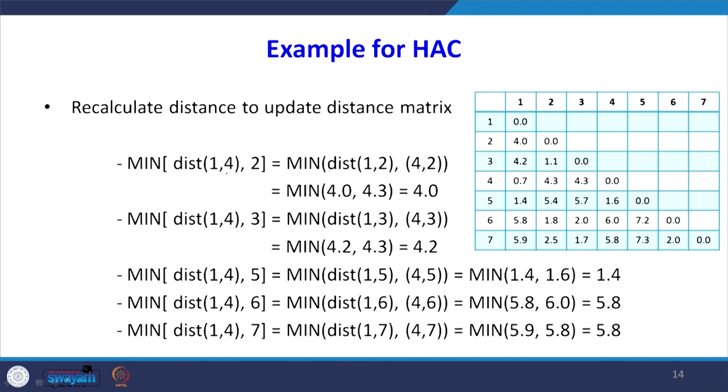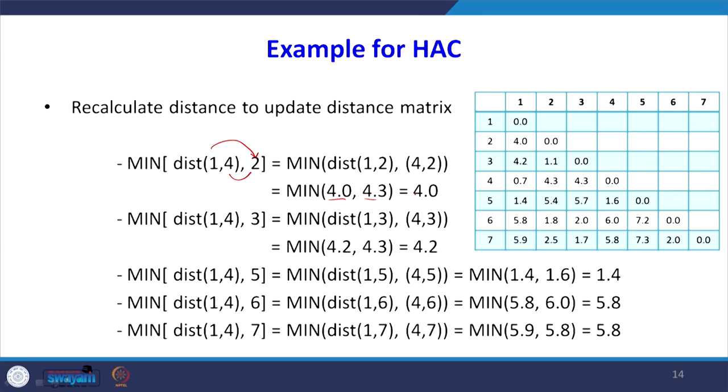We are going to find the distance between that cluster, 1 and 4, versus 2. So what are we going to do? We are going to find the distance between 1 and 2 and 4 and 2. Whichever is minimum, we are going to take that distance, because in cluster 1 there are already two objects. We are going to consider the minimum distance. So the distance between 1 and 2, and 4 and 2 is 4.3. This value we take from the table. So the minimum distance is 4.